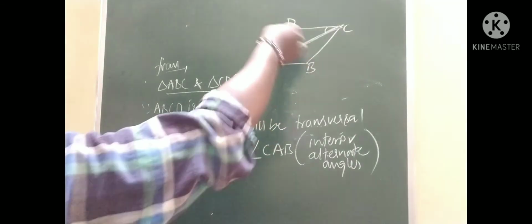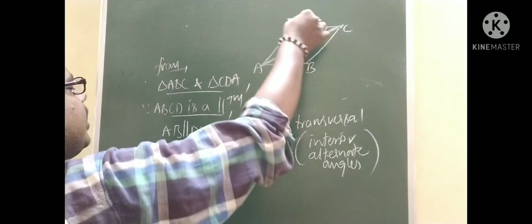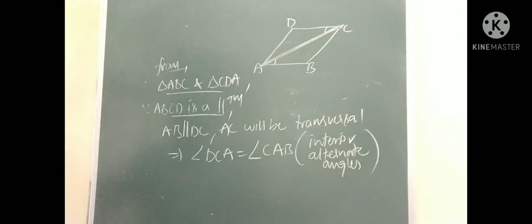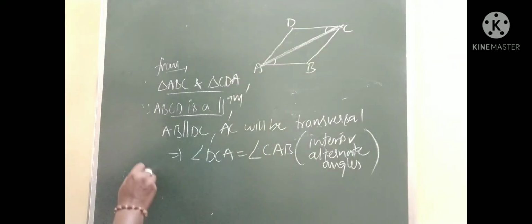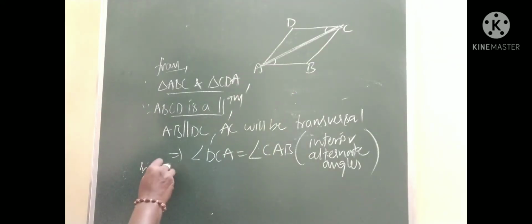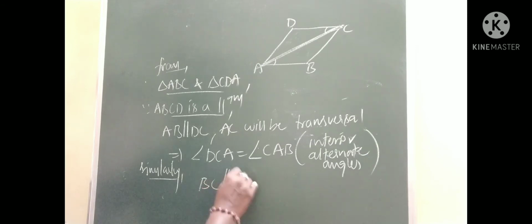Okay, so in the parallelogram, it's not that only one pair of opposite sides will be parallel and equal. We will have two pairs of opposite sides that are parallel and equal. So as AB is parallel to DC, similarly BC will be parallel to AD.